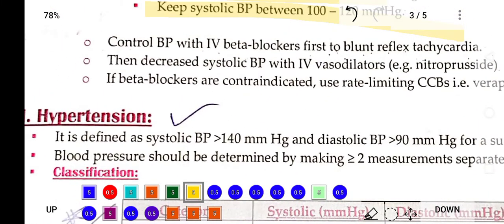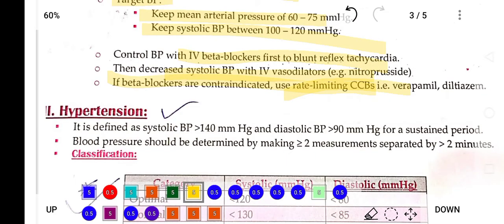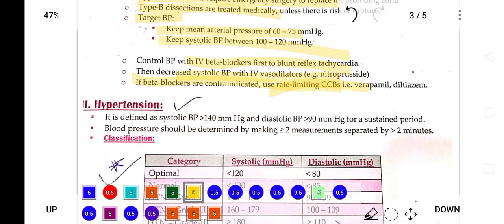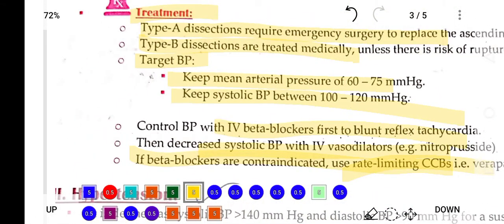So control with IV beta blockers, and then decrease the systolic blood pressure, and an IV vasodilator should be given. Nitroprusside should be given. Calcium channel blockers are contraindicated. Rarely, verapamil or diltiazem can be used. So these were the disorders of the aorta.